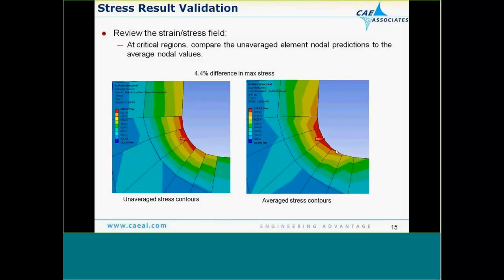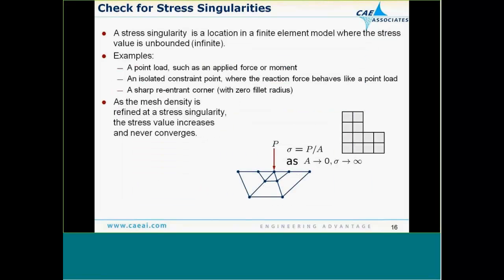But there are certain things that will actually cause discontinuities, and no amount of mesh refinement is going to get you a continuous solution there. These are known as stress singularities. Something like a point load applied on a solid model is going to be a stress singularity. You can easily see that.